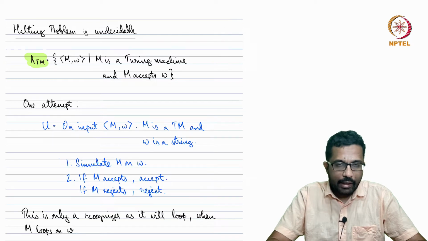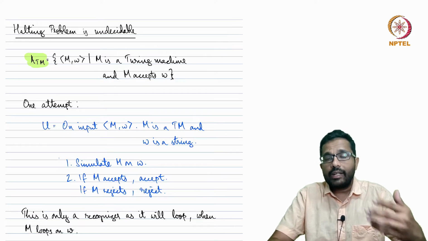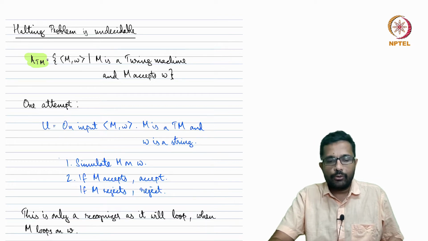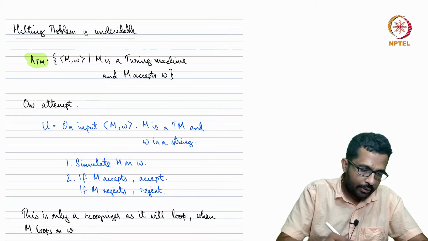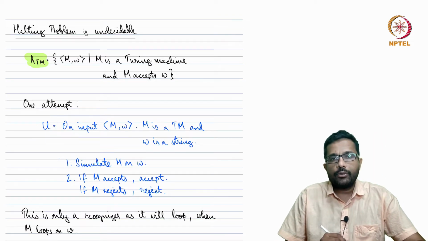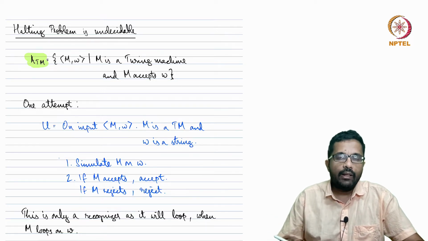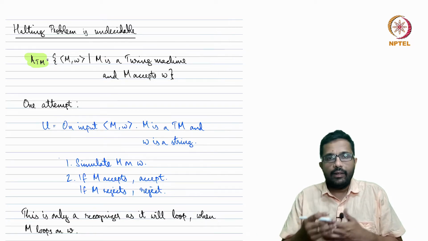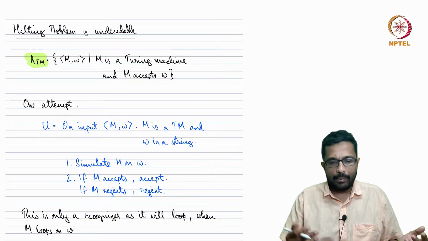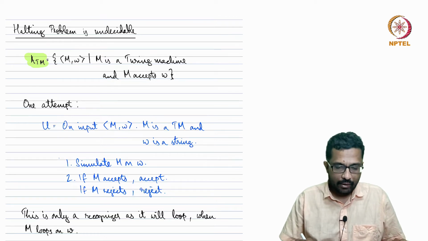So, one natural attempt at trying to show that this is decidable. I told you upfront that it is undecidable, but one attempt at trying to show that this is decidable would be to do the following. Let us say U is a proposed decider. What does U do? U takes the description of M and runs the Turing machine M on W, it simulates the running of M on W. If M accepts, U accepts the pair M, W. If M rejects W, then U rejects the pair M, W.